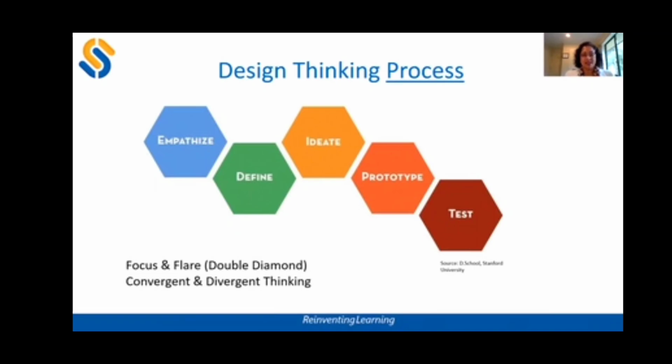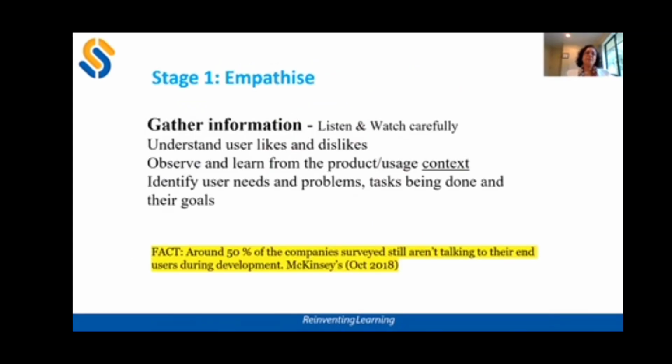But in this session, I'll very quickly tell you what each of the stages involves. So the first stage is empathy, where you gather a lot of information. You listen and watch carefully. It's very human-centered, so you understand what users like, what they dislike, what problems they're having, what the usage context is, where they have this problem, and then you also understand what they're trying to achieve.